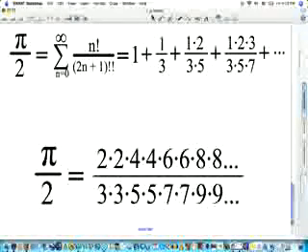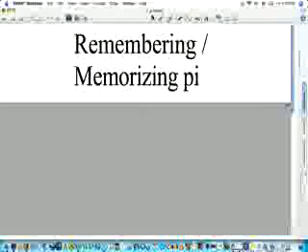And finally, pi over 2 is equal to 2 times 2 times 4 times 4 times 6 times 6 times 8 times 8, and so on, over 3 times 3 times 5 times 5 times 7 times 7 times 9 times 9, and so on. Rather interesting that there are all these sequences that all equal pi, or some multiple of pi.